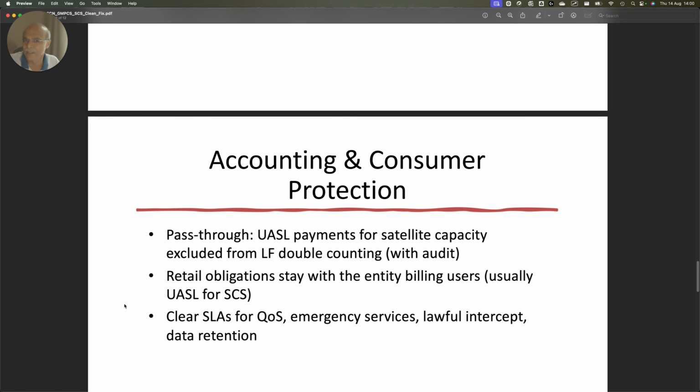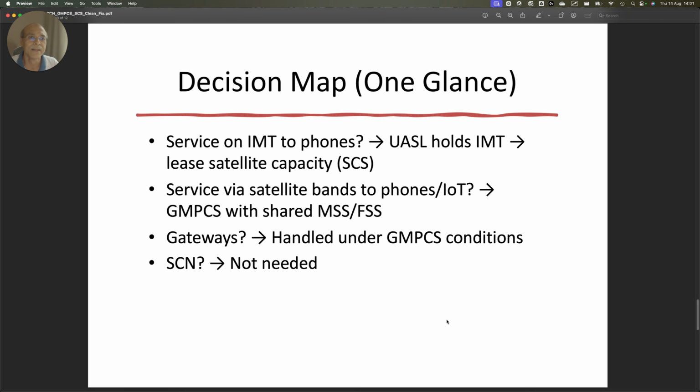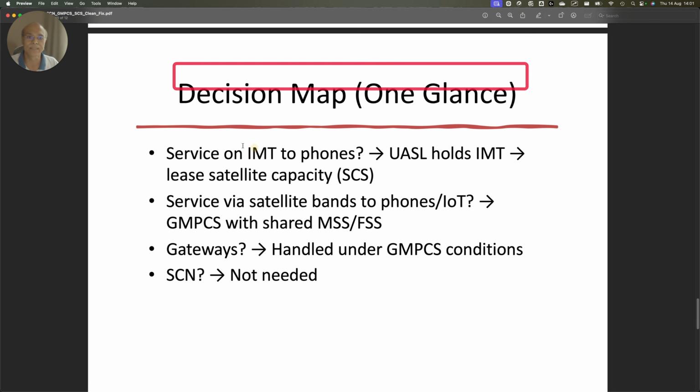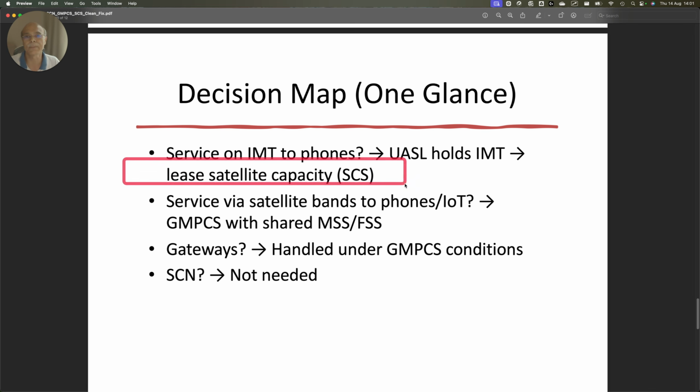Clear SLA, or you can actually do it if you want to: let the satellite players bill on the phone separately also, and the UL player basically can share revenue between each other. That model also can be done. Clear SLA for QoS, emergency services, lawful intercept, and data retention. Decision map in one glance. Service on IMT phones: if you want to give service on IMT phones, USL holds IMT spectrum. You have to lease capacity for supplementary coverage from space. There is no other way, because this is the commercial spectrum on which phones are operating.